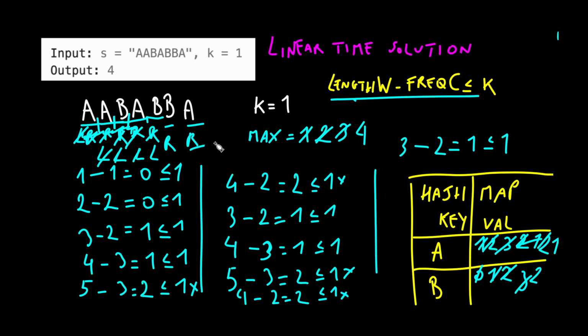We can't move R anymore because we have reached the end. So we can return our max, which is 4. And as you can see, it also matches with the output of the example. So this is how this algorithm works.